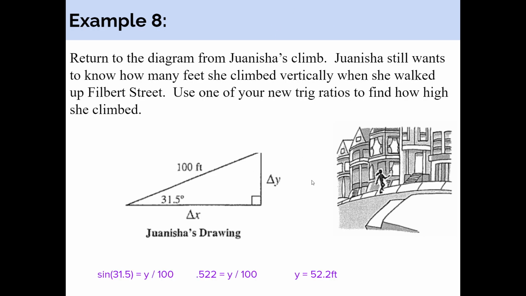Sine of 31.5. You type that in on your calculator, you get 0.522. And then opposite over hypotenuse is y over 100. Then we're going to multiply both sides by 100. And so Juanisha would have climbed 52.2 feet when she walked 100 feet up this street.